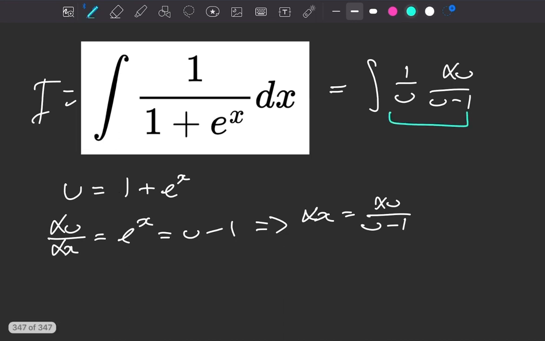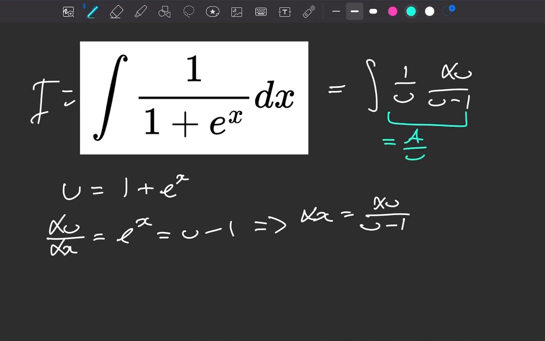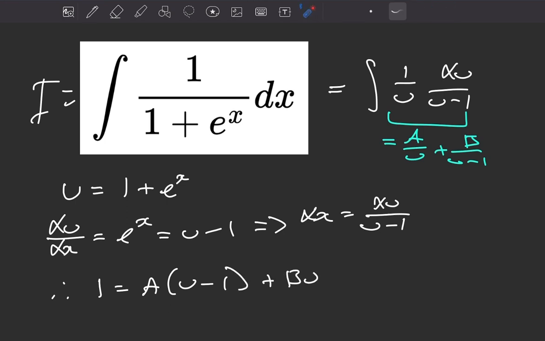So this thing is equal to a over u plus b over u minus 1, i.e. something and something over the two denominators that we have. This tells us that our numerator 1 on the original integral is going to be equal to a multiplied by u minus 1 plus b multiplied just by u. So the only constant term we have is this minus a. What that tells us straight away is that a is equal to minus 1.